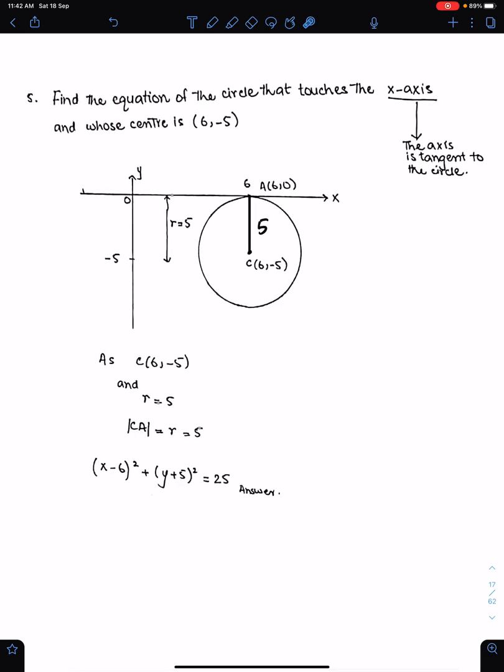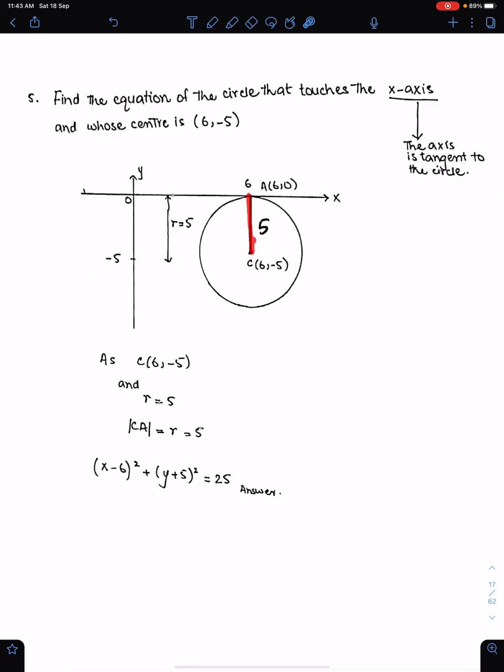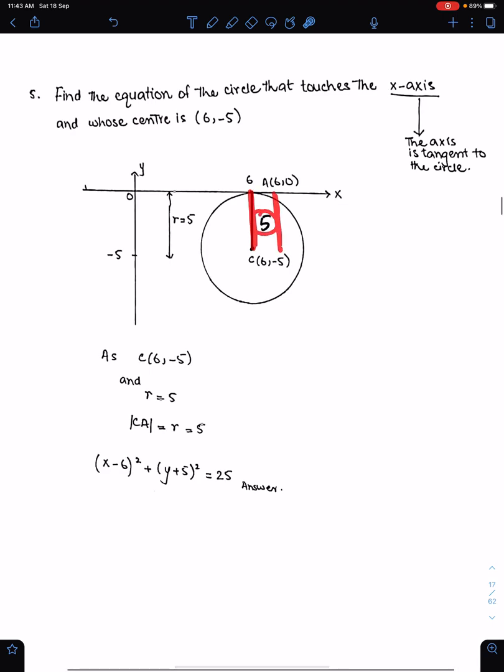Find the equation of the circle that touches the x-axis and whose center is at 6, minus 5. This is the rough sketch. Since the circle touches the x-axis, it means the x-axis is the tangent to the circle. Therefore, since center has this coordinate 6 and minus 5, so this point has coordinate 6 comma 0. And this should be minus 5, and this length is the radius, because this distance is 5, so radius is 5. So we have coordinates of center, we have the radius, we can easily get the equation.